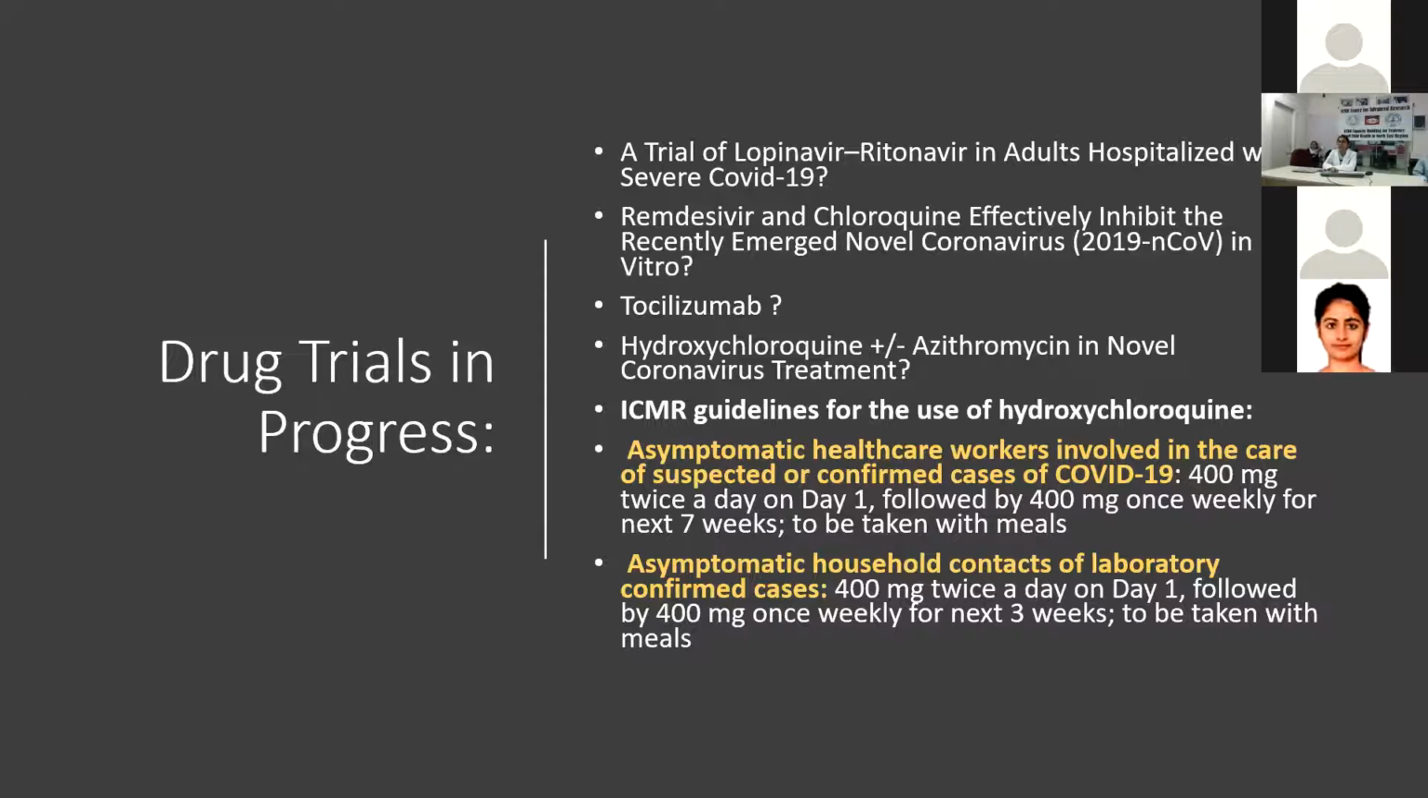ICMR guidelines for the use of hydroxychloroquine for healthcare workers involved in the care of suspected or confirmed cases of COVID-19 is 400 mg twice a day on day 1, followed by 400 mg once weekly for the next 7 weeks, to be taken with meals. And for asymptomatic household contacts of laboratory confirmed cases, 400 mg twice a day on day 1, followed by 400 mg once weekly for the next 3 weeks, to be taken with meals.